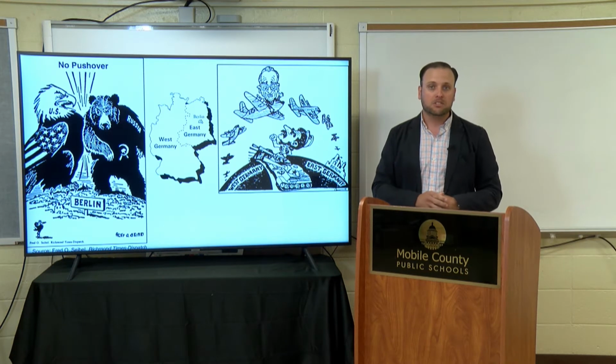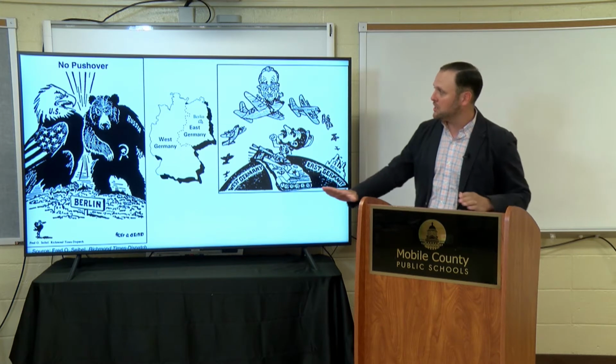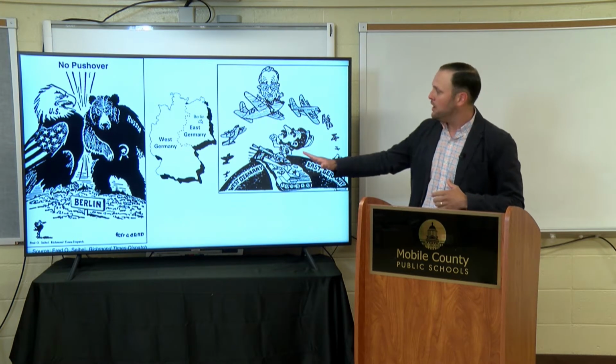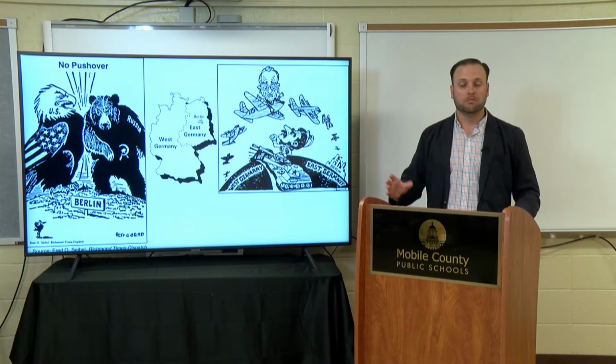Well, the United States and our allies came up with a plan, and it's called the Berlin Airlift. And you can see again on this cartoon on the right side, Allied planes coming into East Germany, dropping supplies to the people of Berlin so that they would not starve and they would not go without. Well, Stalin eventually realized that he could not win. There was nothing that he could do, and he released the Berlin blockade, and the crisis was avoided.